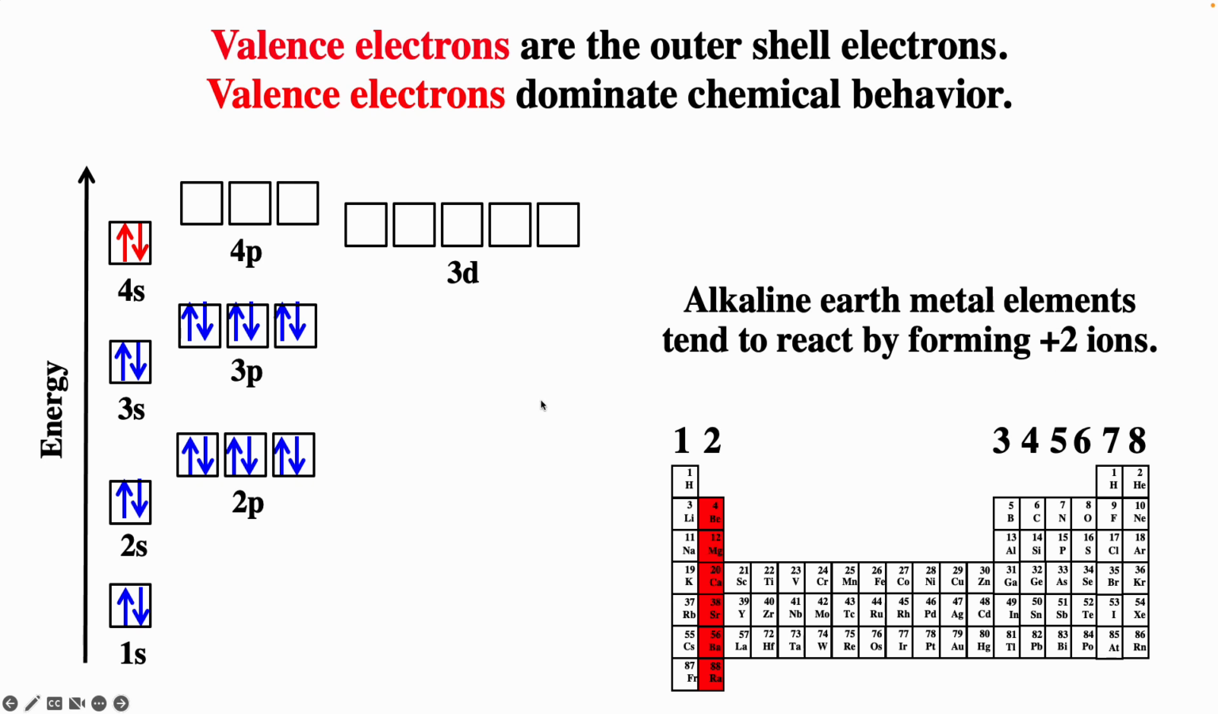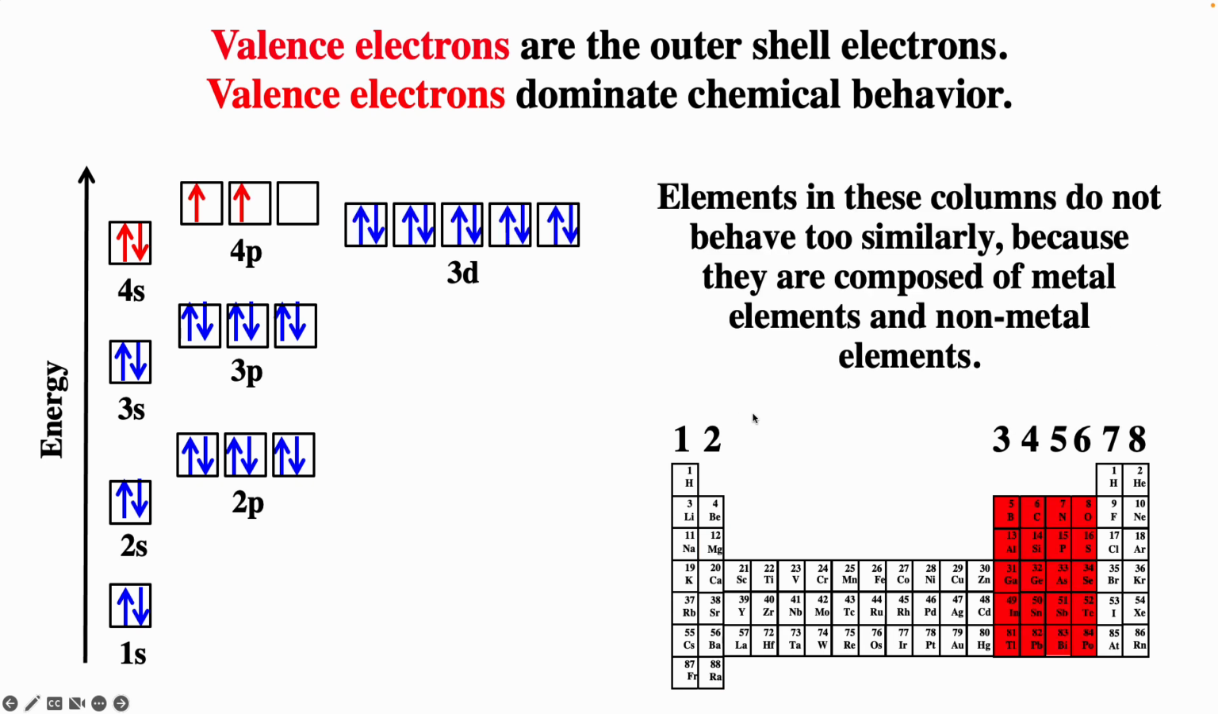form +2 ions. Now I mentioned these columns don't really behave as well down a column, because you can have nonmetals on top, so oxygen, sulfur, and nonmetal, and polonium is a metalloid, and so you shouldn't expect a nonmetal and a metalloid to behave alike. Or if you look at boron, here is a nonmetal, and then thallium is a metal. And so for these 4 columns, they really don't behave too similarly.